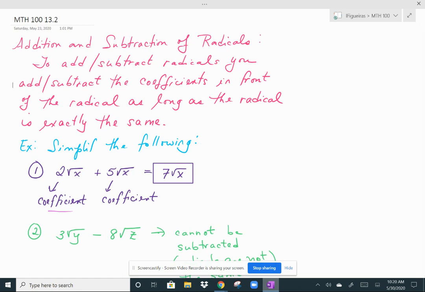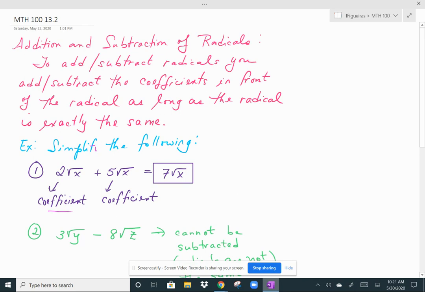Hi, this lesson is about addition and subtraction of radicals. So the rule is to add and subtract radicals, you add or subtract the coefficients in front of the radical as long as the radical is exactly the same. So it's like the concept of combining like terms.